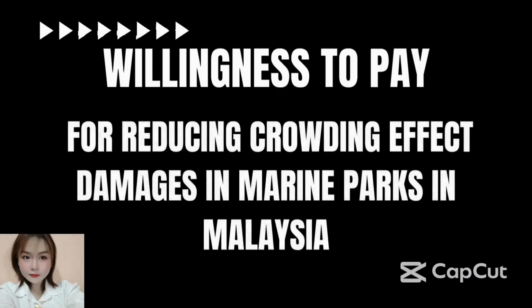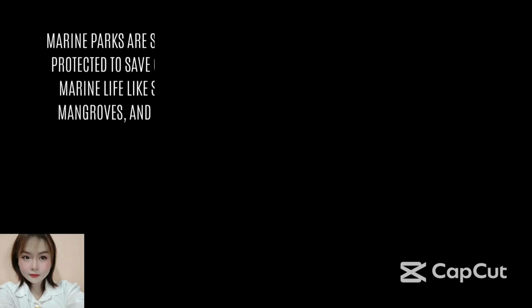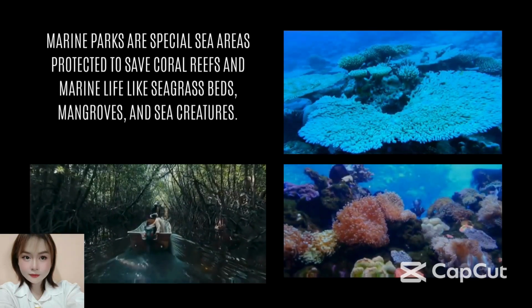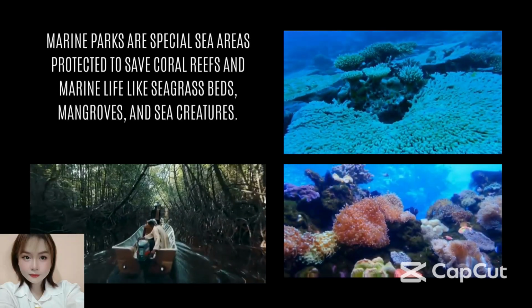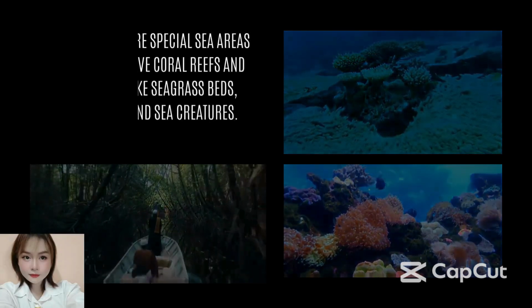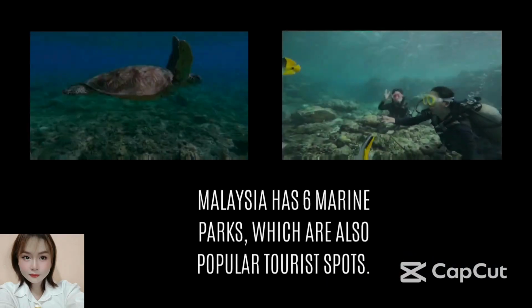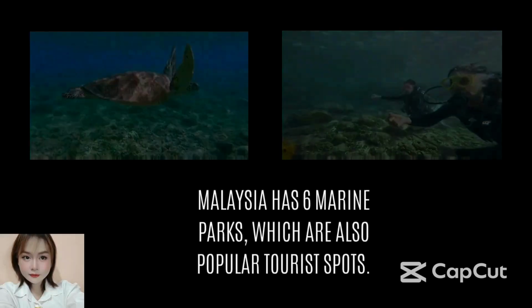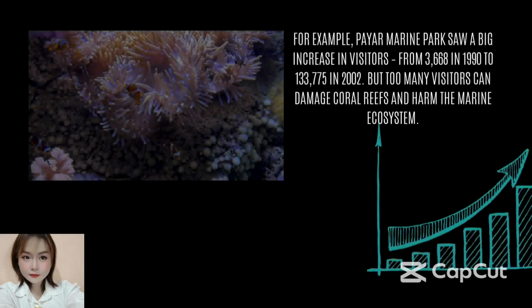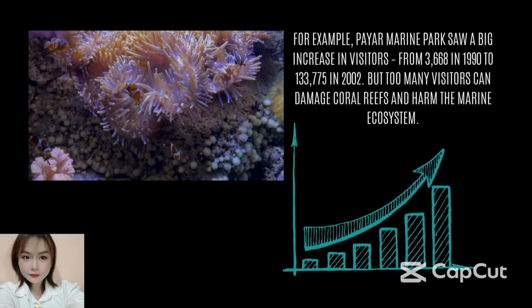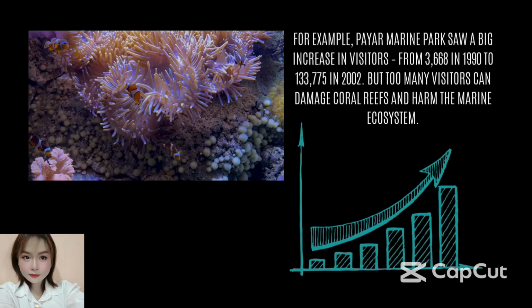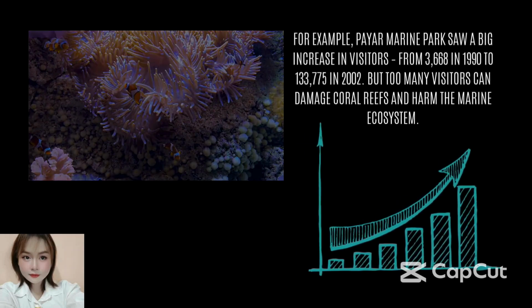Reducing crowding effects damage in marine parks in Malaysia. Marine parks are special sea areas protected to save coral reefs and marine life like seagrass beds, mangroves, and sea creatures. Malaysia has 6 marine parks which are also popular tourist spots. For example, Paya Marine Park saw a big increase in visitors from 1990 to 2002, but too many visitors can damage coral reefs and harm the marine parks.